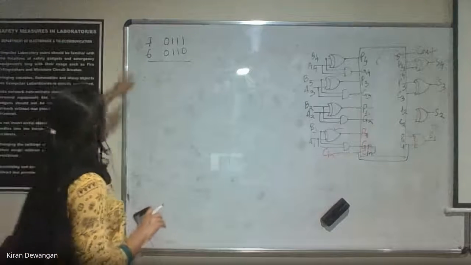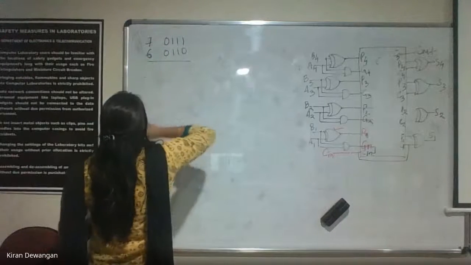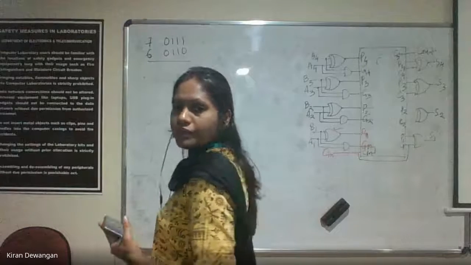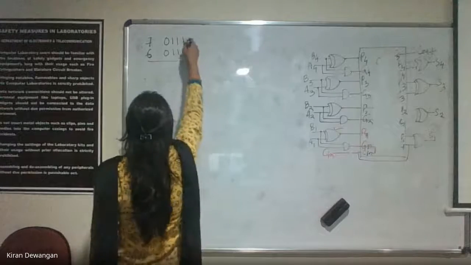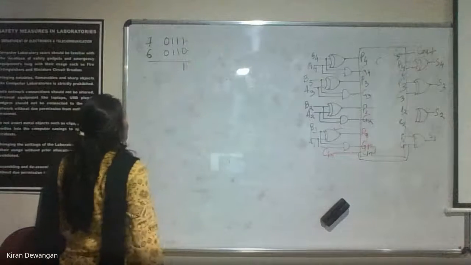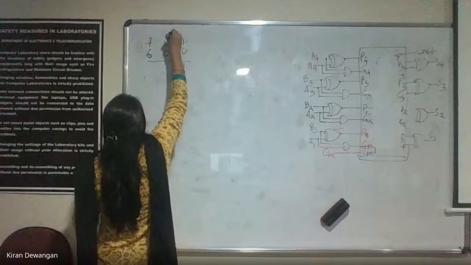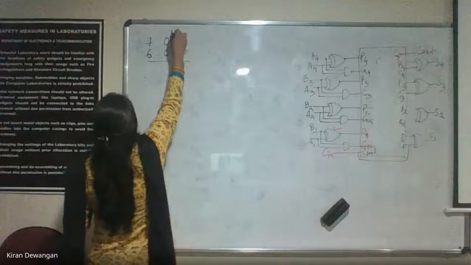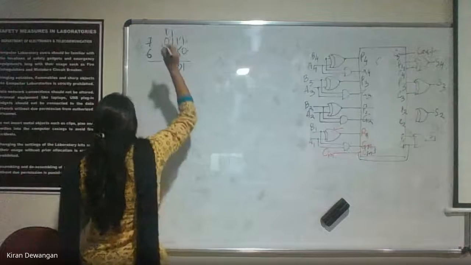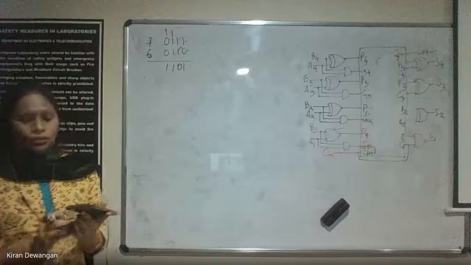7 is represented by 0111 and 6 is represented by 0110. If we go binary addition, 1 plus 0 is 1. 1 plus 1 is 0 with 1 carry. 1 plus 1 plus 1 is 1. 1 carry, which comes here. It is 1101.